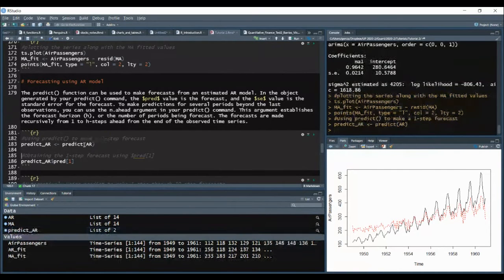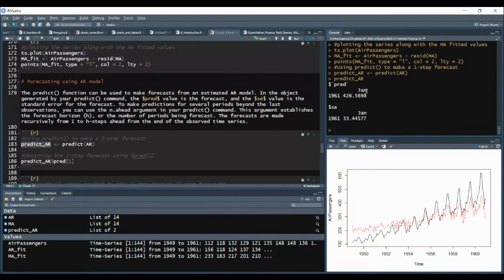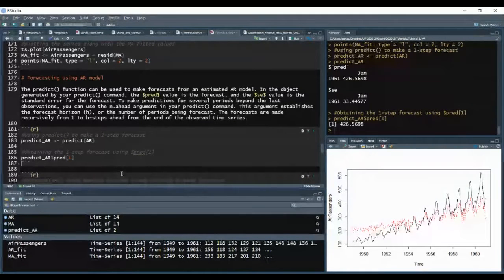Okay, so if we do predict, we have this object, pred, which gives us our new value. So remember, our data ends in December 1960. So our next data point is January 1961. If we want to obtain just the value, then we can get this one. Now, why does it give us the standard deviation as well? Because forecasting volatility is also very important, and we're going to see that starting next week.